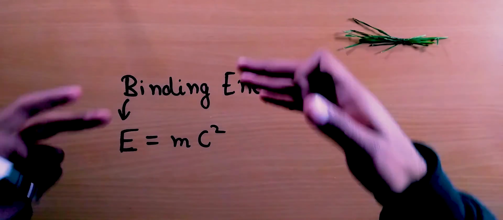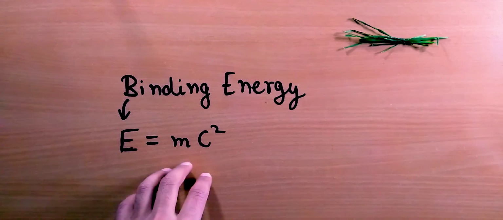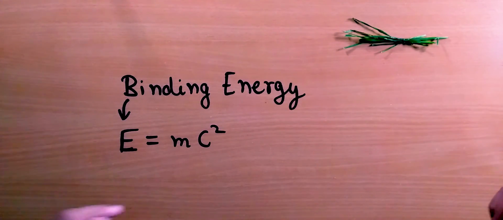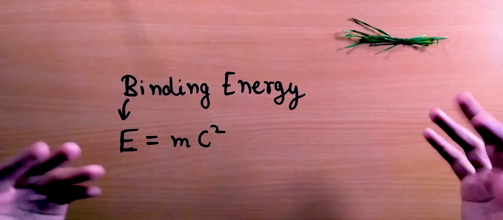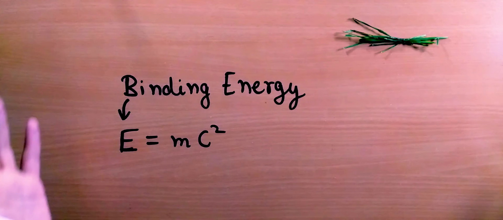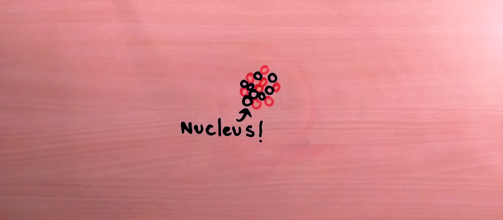The amount of energy required to bind those nucleons together is equal to the mass defect, which is that mass that just vanishes, times the speed of light squared. And that mass that just vanishes while all those nucleons come together to form a nucleus, that mass defect, turns into binding energy that binds the nucleons together into one solid nucleus.